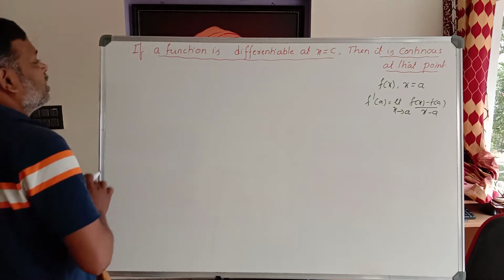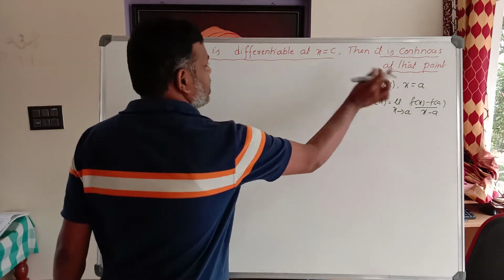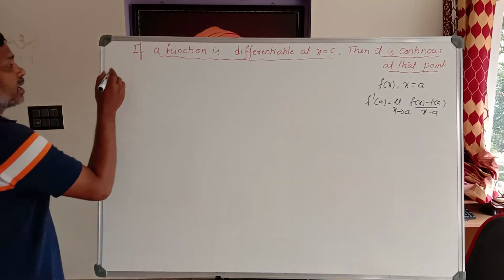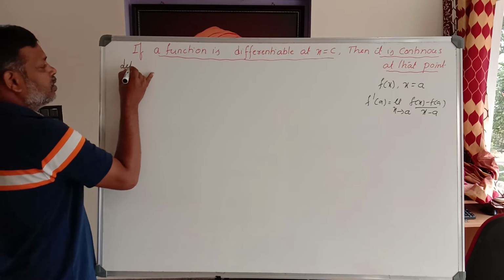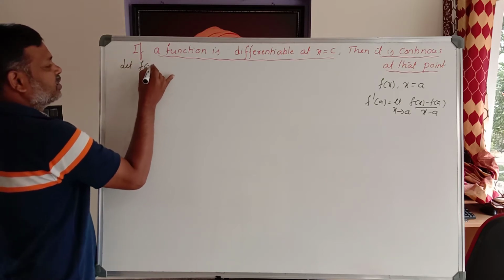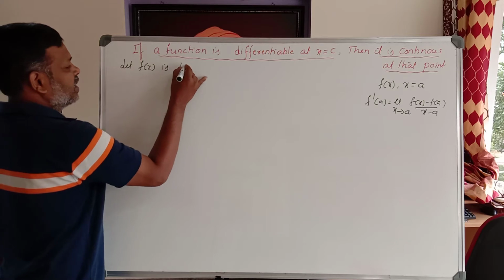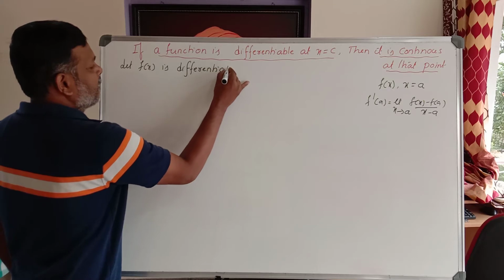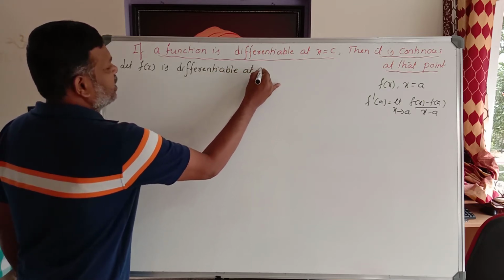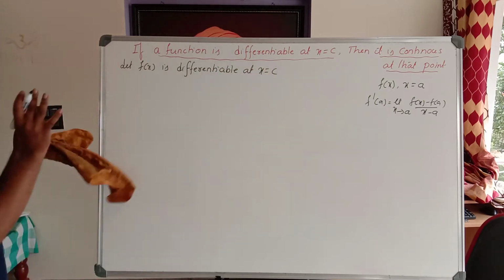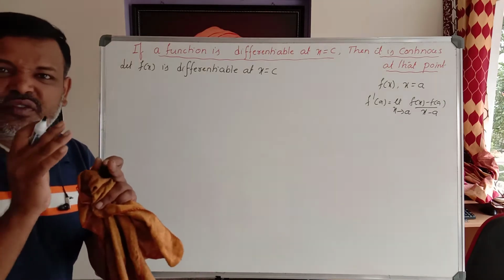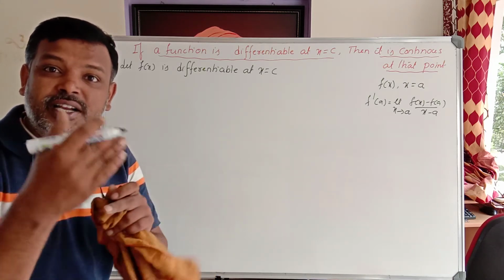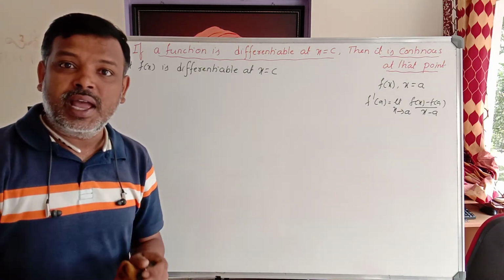Here what is given? A function f of x is differentiable at x is equal to c. So let f of x be a function differentiable at the point x is equal to c. We need to prove that the same function is continuous at the same point. What is the point here? x is equal to c.